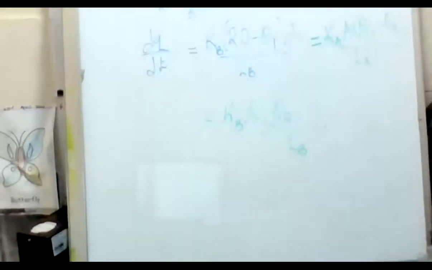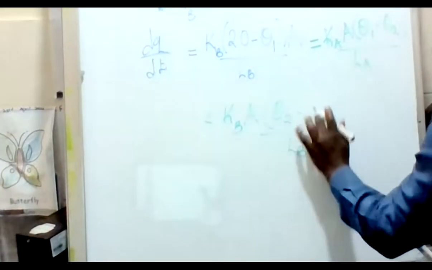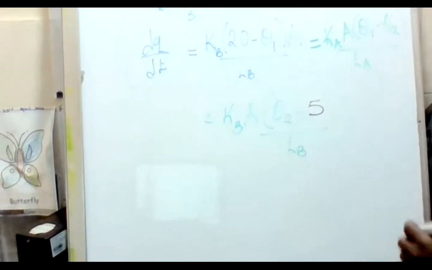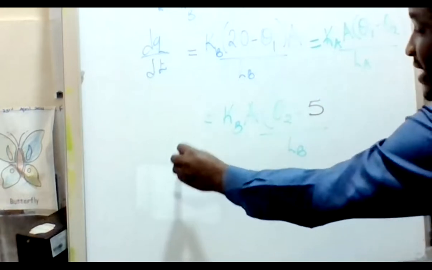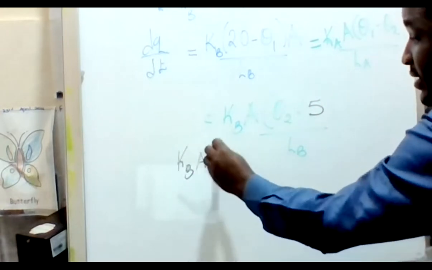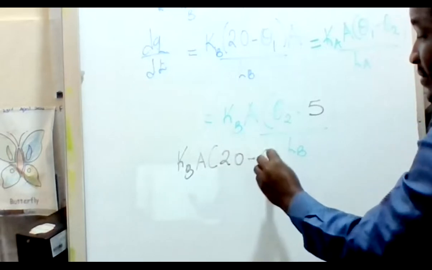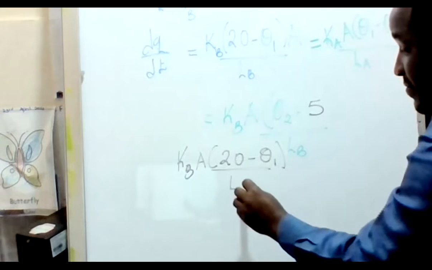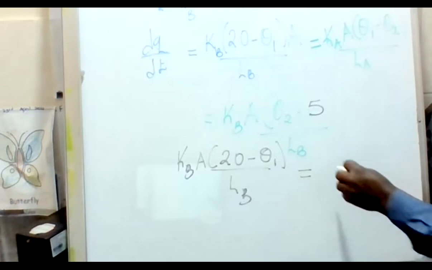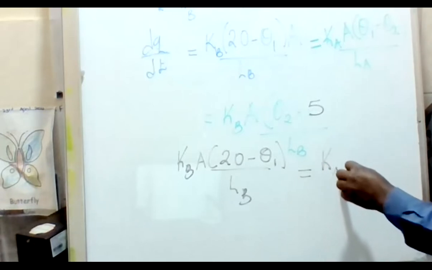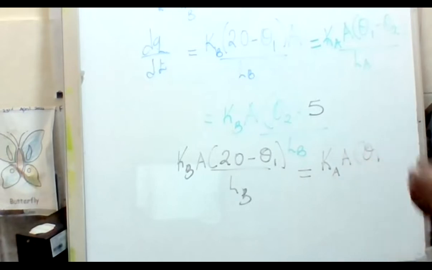I can begin by writing up this equation here. That is 5. Therefore, let me equate this one and this one here. I'll have K_B times A into 20 minus θ1, divided by L_B, must be equal to K_A times A into θ1 minus θ2, divided by L_A. That will give us the first equation.